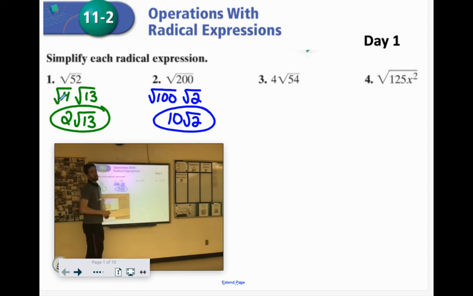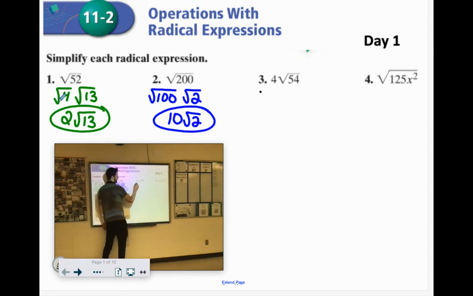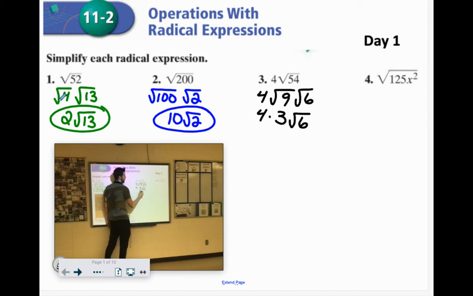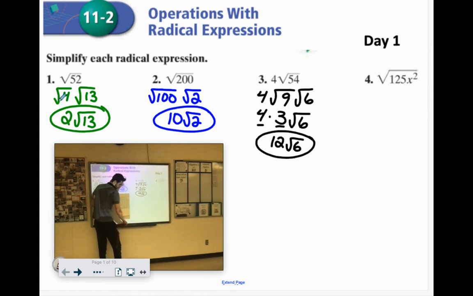4 root 54. Okay. I know that 9 goes into 54. It's 9 times 6. Square root of 9 is 3. Remember, we multiplied by the 4 that was already out there. So we have 4 times 3 root 6. 4 times 3 is 12. 12 root 6. 6 does not have any perfect squares left.